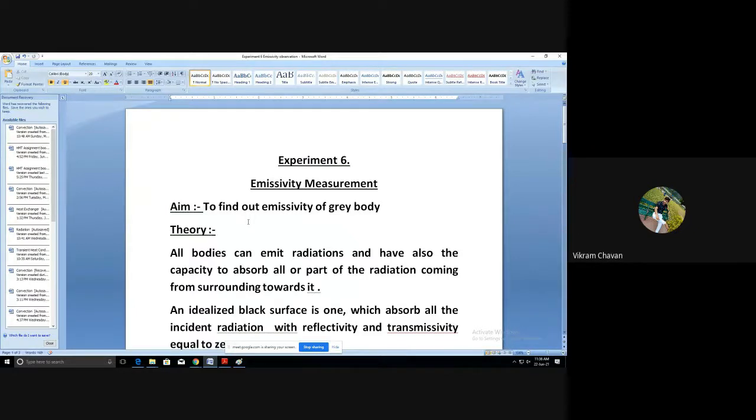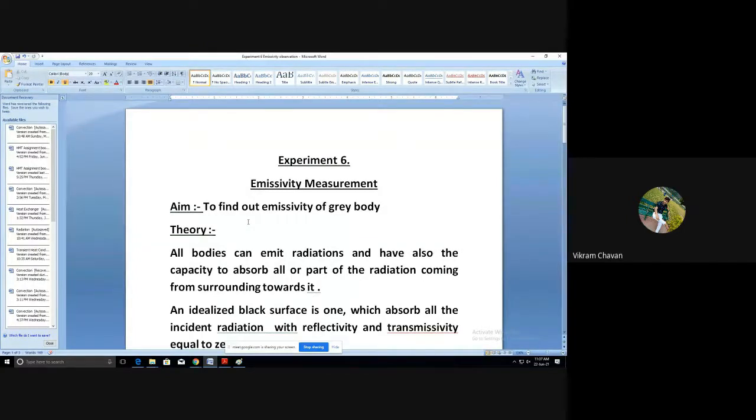Now further, we have also discussed the black body, the body which absorbs all the incident radiation and has reflectivity and transmissivity equal to 0. In case of a black body, the absorptivity is equal to 1, and according to Kirchhoff's law, the emissivity of a body is equal to the absorptivity of that body. So if the absorptivity of a black body is 1, then the emissivity of that body is also equal to 1.